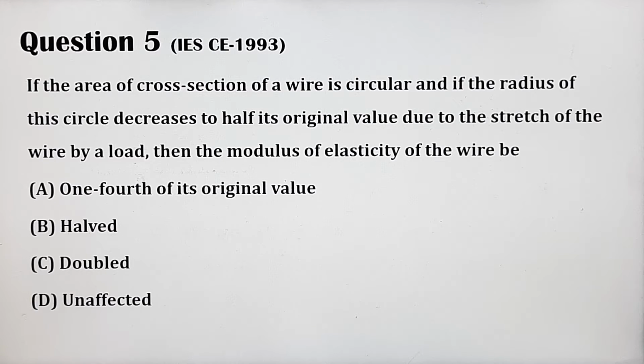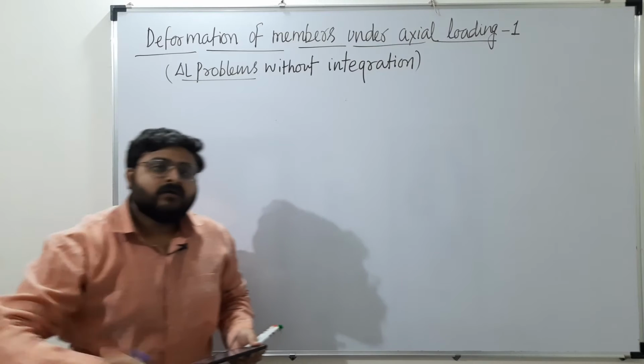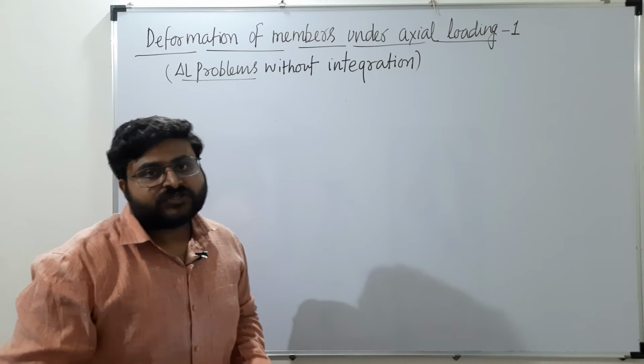Question 5. If the area of cross section of a wire is circular and if the radius of this circle decreases to half its original value due to the stretch of the wire by a load, then the modulus of elasticity of the wire will be option A, 1/4 of its original value, option B, halved, option C, doubled, and option D, unaffected. Now let us take up question number 5.